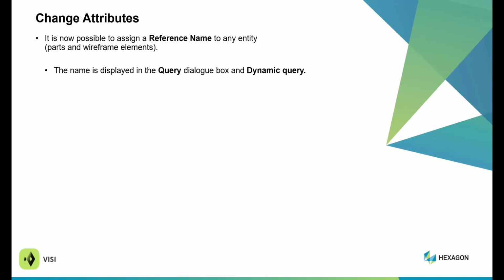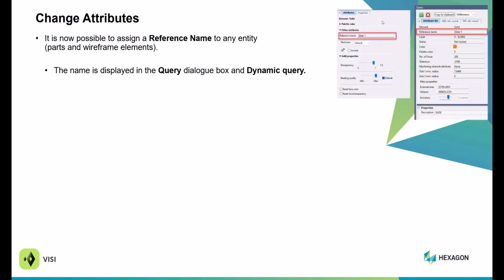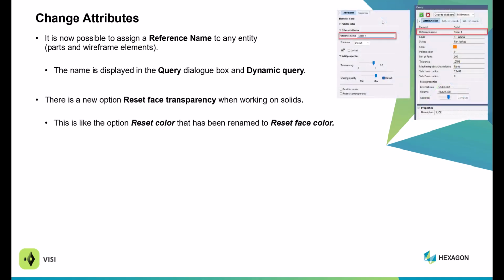Within Change Attributes, it is now possible to assign a reference name to any entities. This name is displayed in Query, and then also later on, if you're doing any kind of machining, it's also displayed there as well. There is now a new Reset Face Transparency option when working on solids. This works like the Reset Color and Reset Face colors as well.